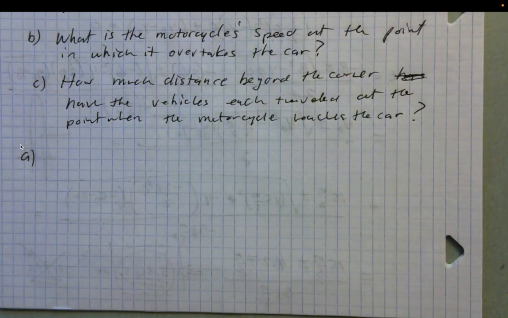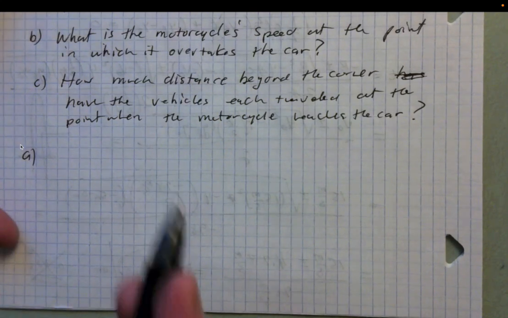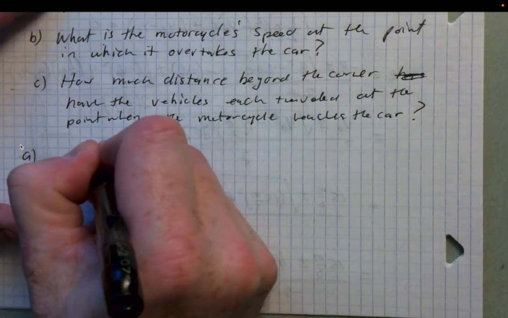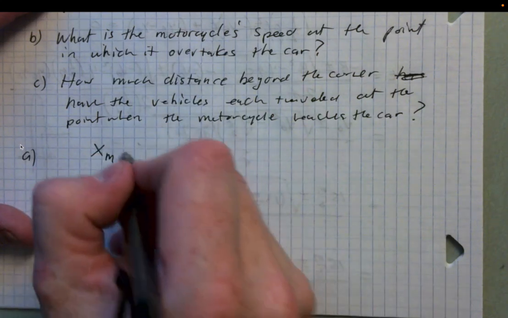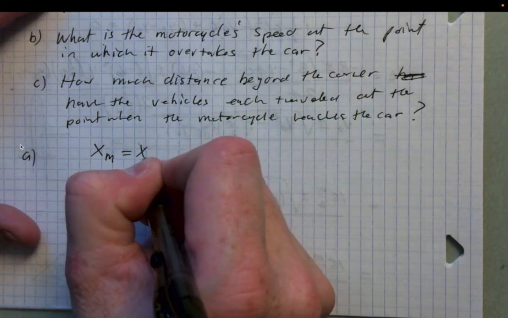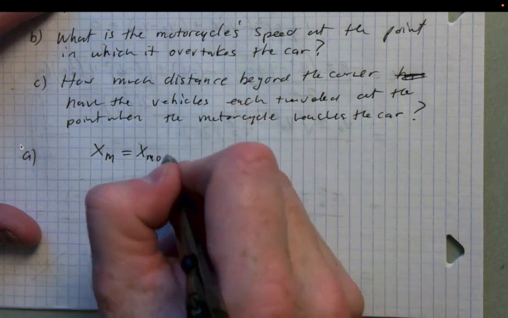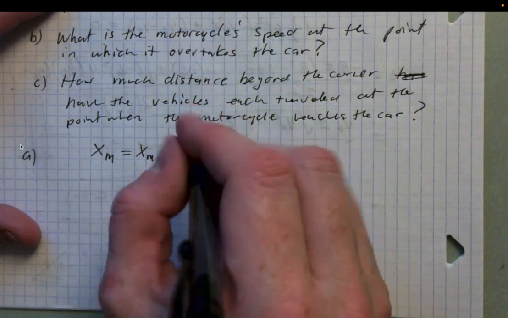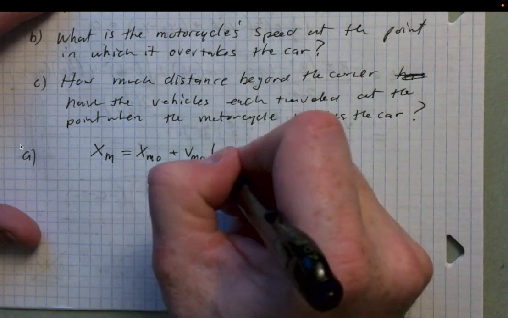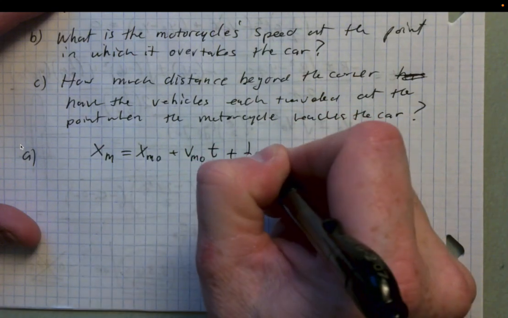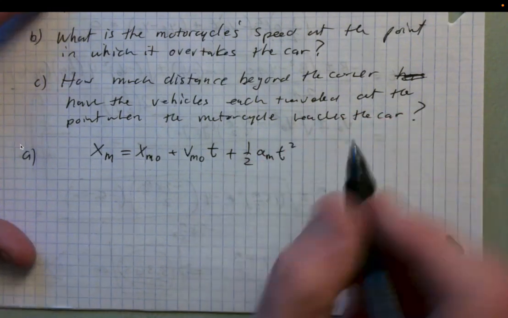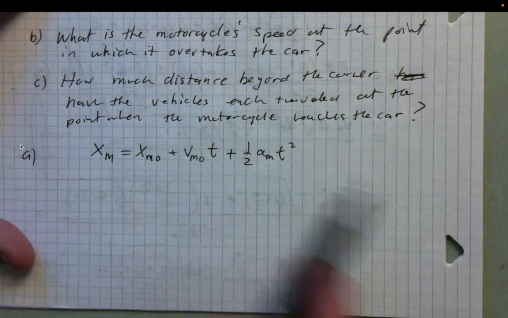Okay, and so the idea here is there are, again, several ways to solve this problem. Probably the most efficient way would be to start with two position functions, right? So you've got the position of the motorcycle, which is equal to the motorcycle's initial position plus the motorcycle's initial velocity times time plus 1/2 times the acceleration of the motorcycle times t squared. So you've got that one. This is basically the position function for the motorcycle.